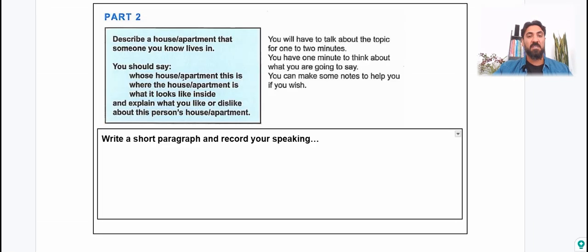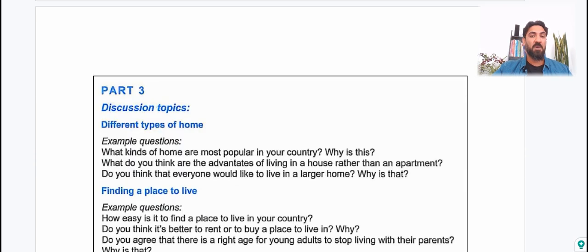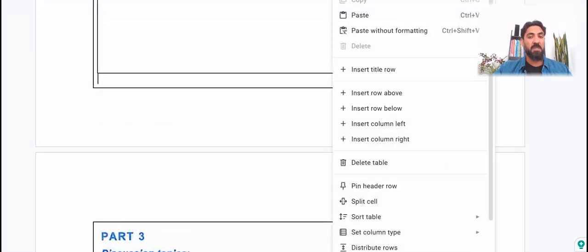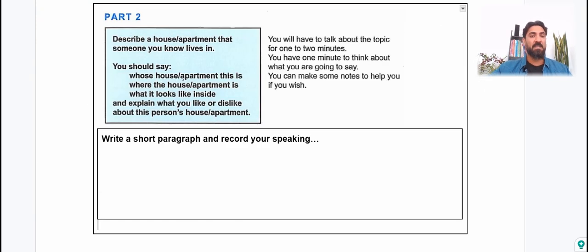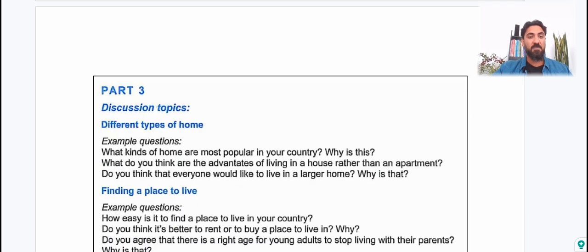Now, part 3 is connected to part 2, but the questions are more difficult and more analytical. In section 2, we had describing a house. In section 3, you talk about what are the most popular types of homes in your country. What do you think are the advantages of living in a house or an apartment? So you have to describe the advantages and disadvantages. So in section 3, the questions become more analytical.